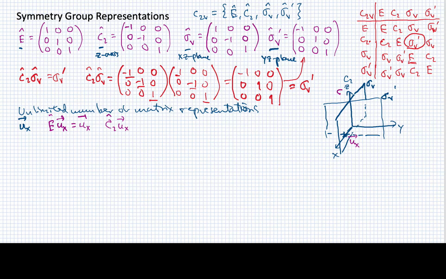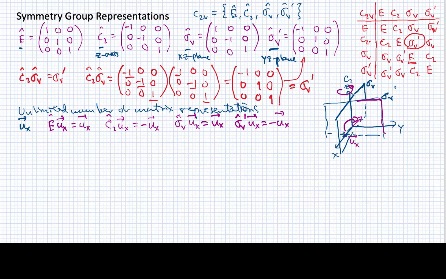Well, C2 is a rotation about the z-axis, so it will rotate u of x back in this direction, which means in effect I've got negative ux. All right, when I look at the sigma v operation on u of x, sigma v is the plane that u of x lies in, so it does not change u of x either. But sigma v prime is this yz plane, and so it will reflect u of x back into this vector, so I'll get negative u of x.